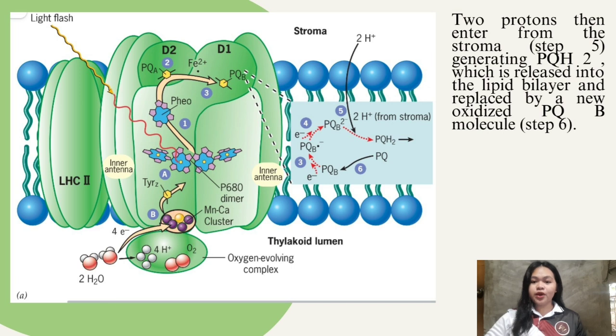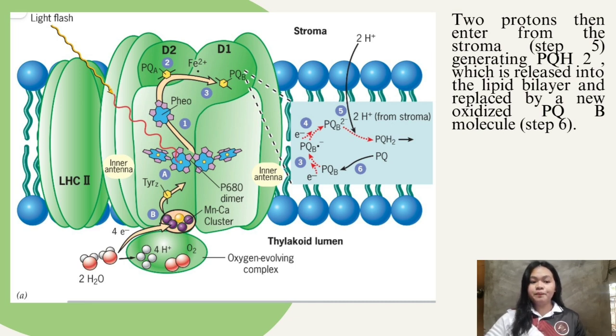Then, pag nag-absorb ng pangalawang photon yung plastoquinone radical B, makapag-absorb din yon ng second electron para ma-convert si plastoquinone radical B to. Then, as we can see sa step 5, may another 2 protons na galing sa stroma para ma-generate yung plastoquinone na marirelease sa lipid bilayer. And magkakaroon ulit ng bagong plastoquinone radical B molecule.